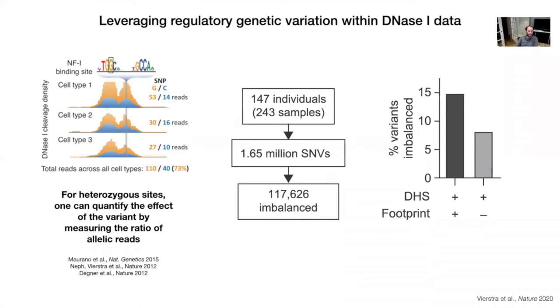Now, our data collectively encompass 243 individual data sets, and these data sets are derived from 147 individuals. And de novo genotyping across all these individuals revealed 4 million variants. Of these 4 million, 1.65 million were heterozygous and had the power to accurately quantify allelic imbalance. Across individuals, we conservatively identified 117,000 variants that altered DNA accessibility on an individual allele.